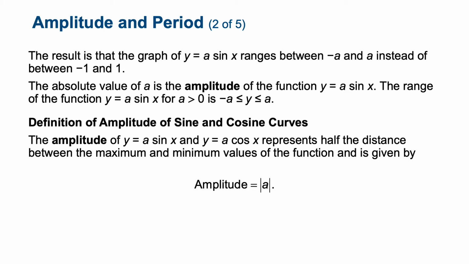So what do we call that? The absolute value of this number a is called the amplitude. Okay, we give it a name. That's how important it is. It's the amplitude. So the range of the function y equals a sine of x for any positive a is negative a to positive a.